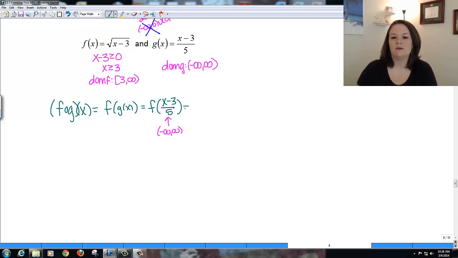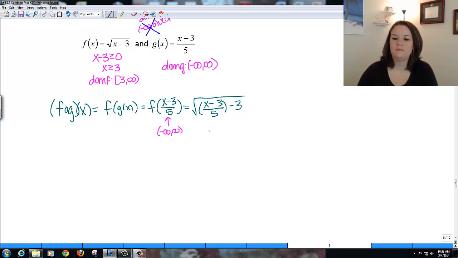So let's go ahead and plug it into f. F says to take the square root of my input minus 3. So here my input is x minus 3 all over 5. And now I just need to simplify.